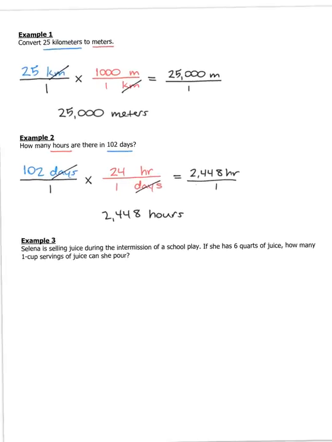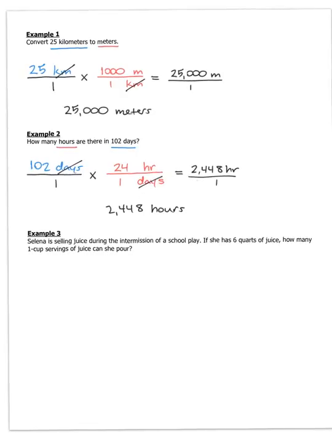Okay, example 3. This one says, Selena is selling juice during the intermission of a school play. If she has 6 quarts of juice, how many 1-cup servings of juice can she pour? So in this problem, we're going from quarts to cups. Quarts to cups. And so this is going to be a multi-step problem. Let's start by writing down, again, what we're given. We're given 6 quarts, and I'll put that over 1.